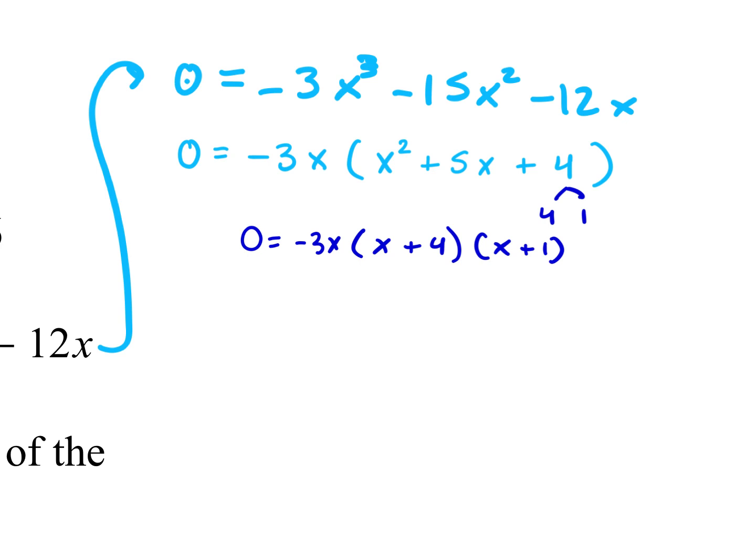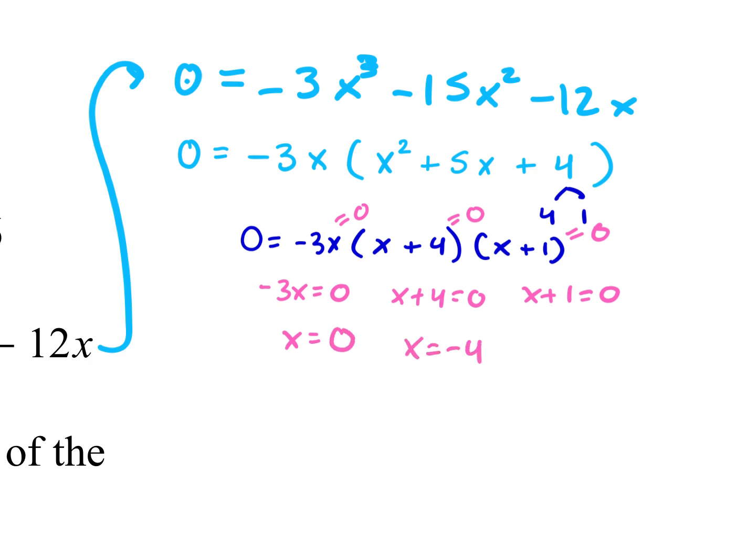You set all of them equal to 0. Set each one equal to 0. Don't forget about the GCF that we took out in the beginning. So negative 3x is equal to 0. x plus 4 is equal to 0. And x plus 1 is equal to 0. So what does x equal? x equals 0, -4, and -1. Awesome. Perfect. So here we just divided by -3, and 0 divided by -3 is still 0. So these would be our 3 answers.